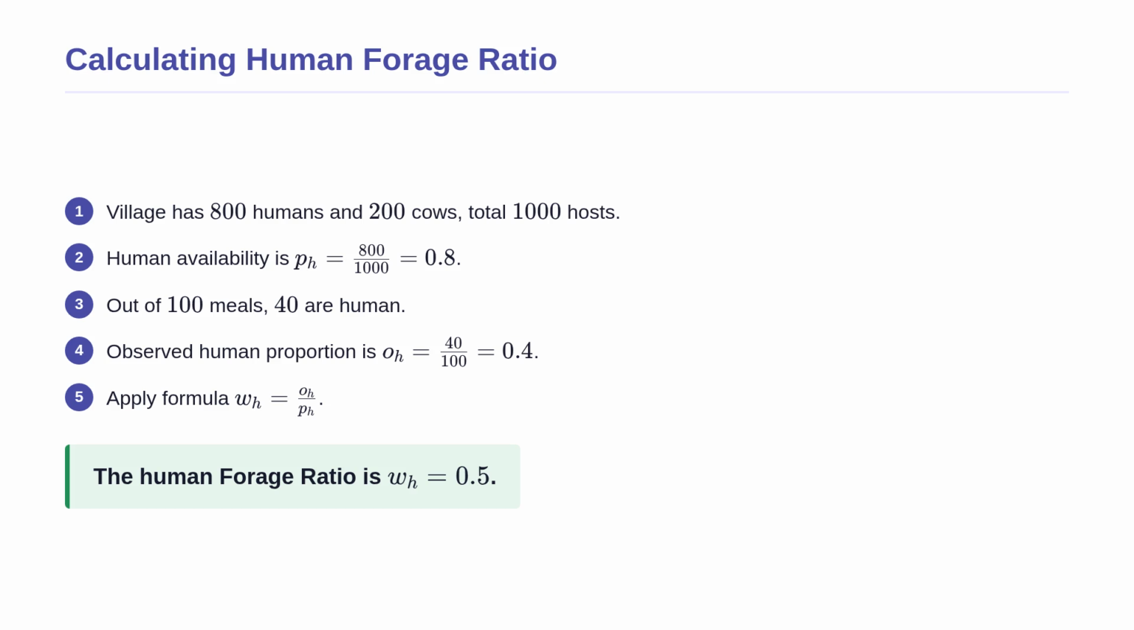First, we calculate the environmental availability. 800 humans out of 1,000 total hosts gives a proportion of 0.8. Next, we find the observed diet. 40 human meals out of 100 total gives 0.4. Finally, we divide the observed proportion by the available proportion. 0.4 divided by 0.8 gives us a forage ratio of 0.5. Since this is less than 1, it physically means the mosquito is actively avoiding humans.